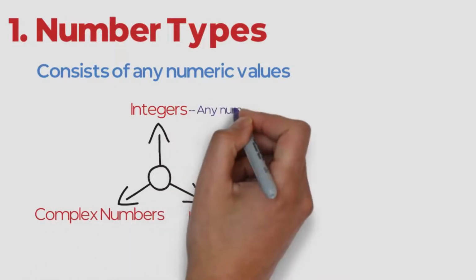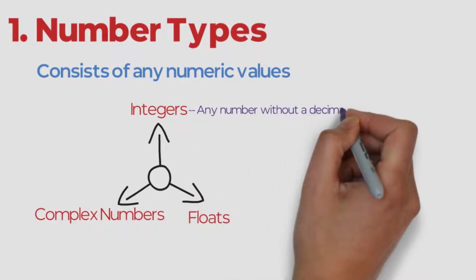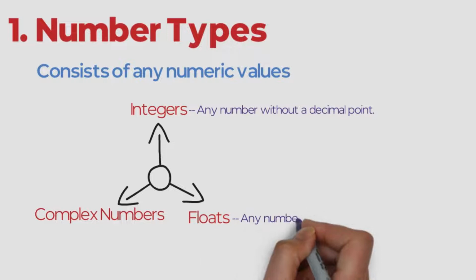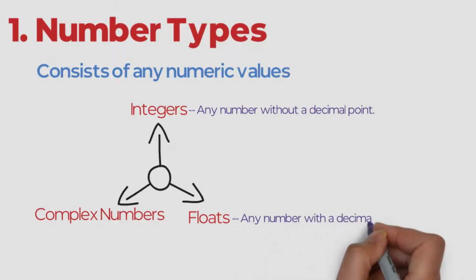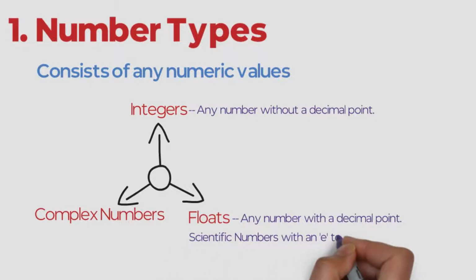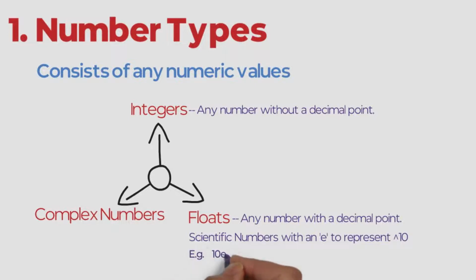Integers refer to any number without a decimal point, regardless of the sign. Floats or floating point numbers refer to any number with a decimal point. They can also be scientific numbers with an e to indicate the power of 10. For example, 10e3 is similar to 10 to the power of 3.